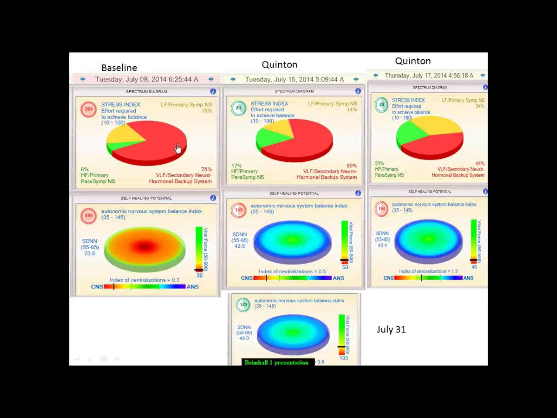And so what we see here in the first July 8th baseline, his autonomic nervous system balance is way out, 495. This is the range. The SDNN number is a very interesting number. It's a number that is used in most heart rate variability systems to give us an indication, probably the most important indication, of how well the autonomic nervous system is functioning under stress, and it's pretty low.